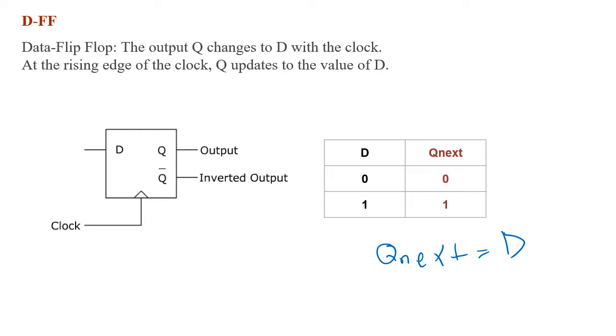Notice that Q and Q next are the exact same signal, except that Q next is the new value of Q, so at the next clock edge. So simply put, we can say that with a D flip-flop, the value of Q next is equal to D.